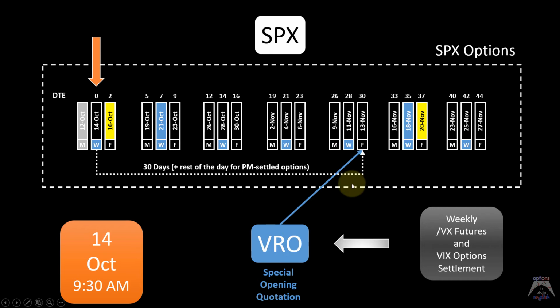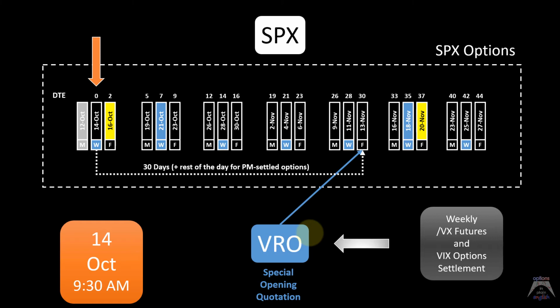So it only uses these ones, and it doesn't need to interpolate anything because we're only using one, and it doesn't use the mid price of the bid and the ask for those options. It actually waits until the market opens and uses the actual trade prices. When the market opens, those options are going to have a price they're traded at. That's the number that the VRO uses to calculate the settlement value.